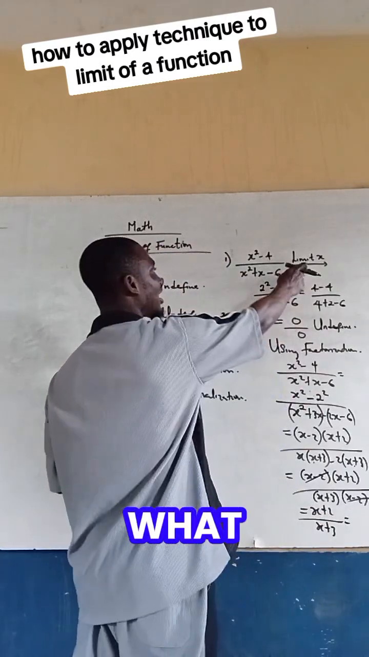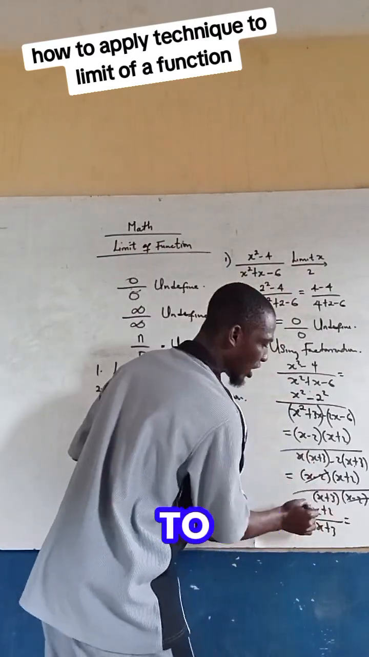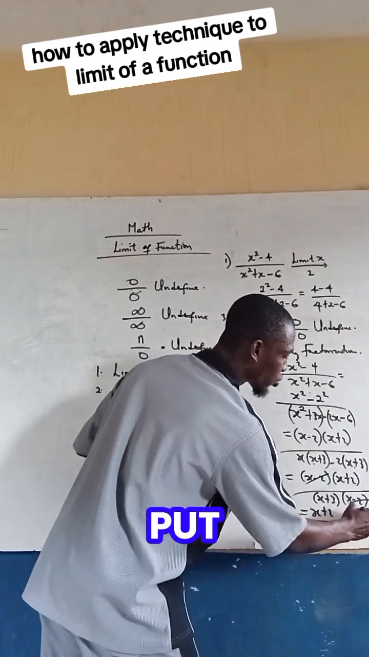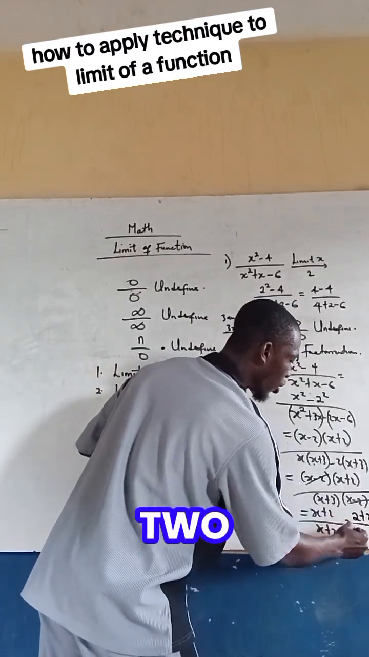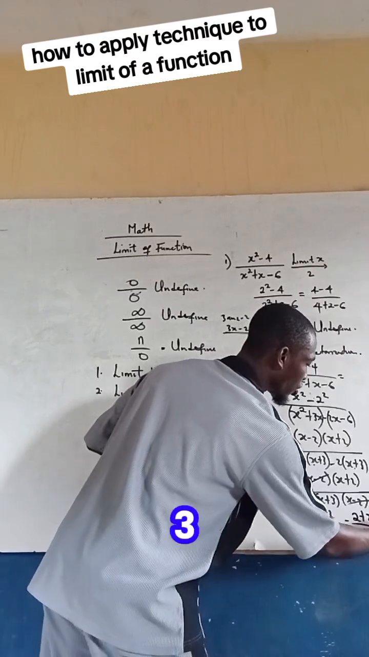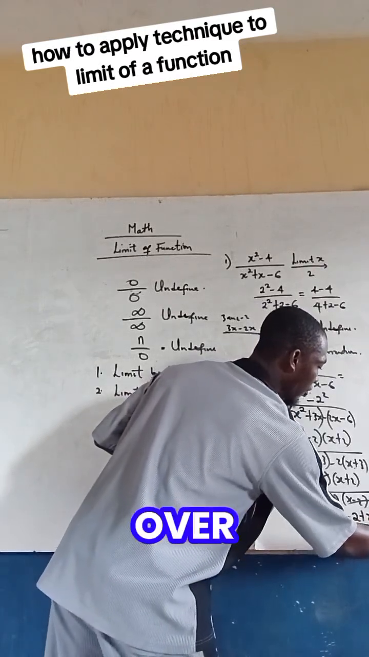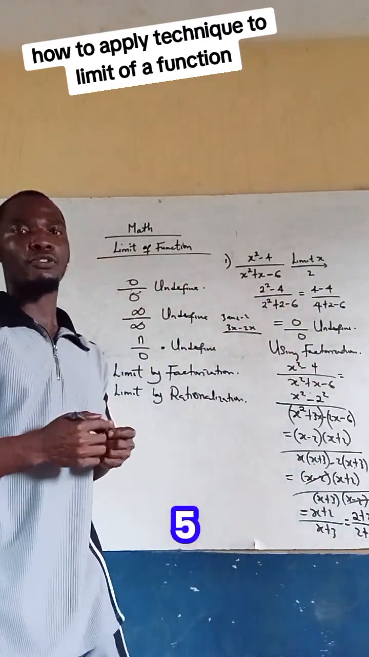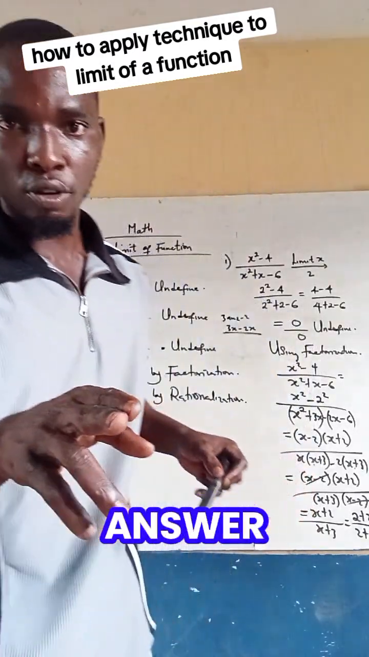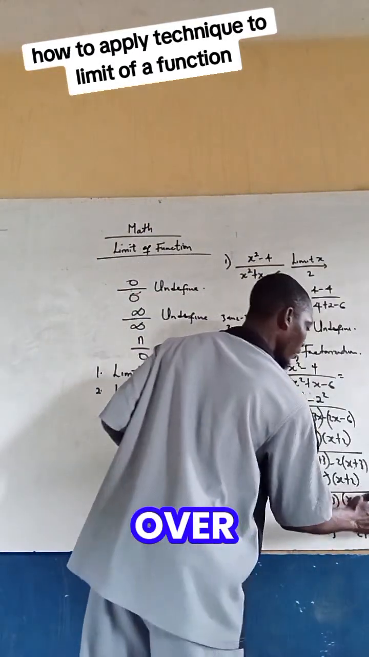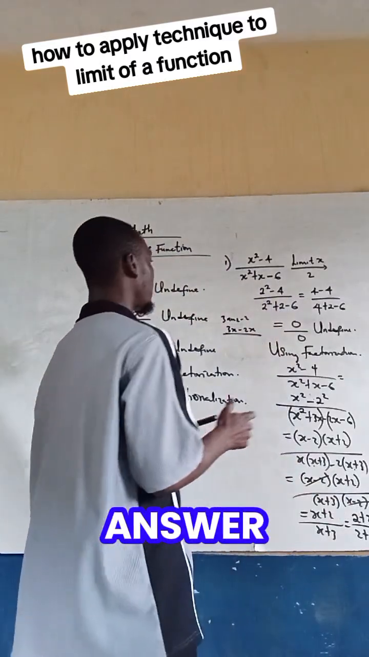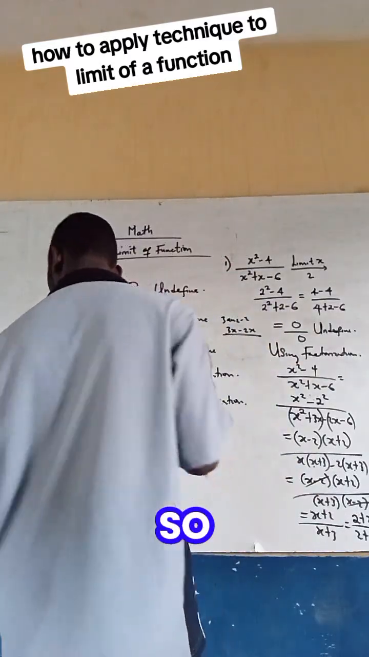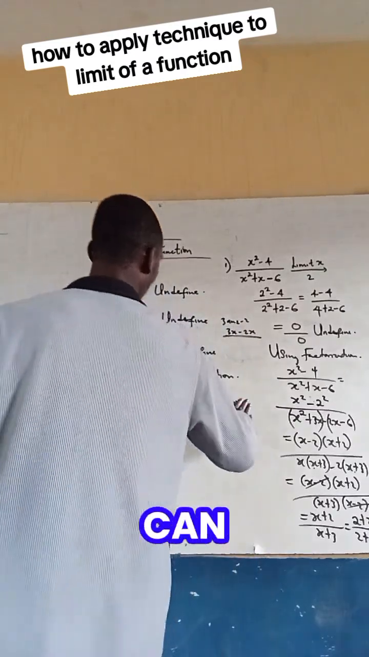So I can now limit the function to what? 2. Whenever I see x, I'm going to put 2. 2 plus 2 all over 2 plus 3 equals 4 over 5. So my answer becomes what? 4 over 5. This is my answer. So let's try another example so we can understand better.